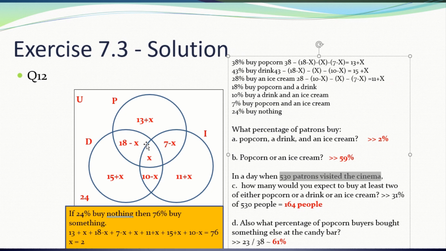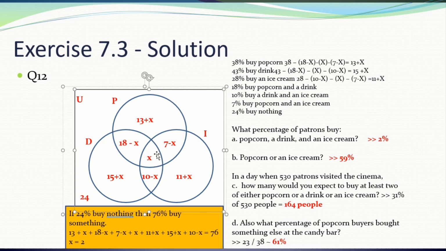So at least 2. That means you're going to take this value, which is 16 now, plus 2, plus 5, plus 8. All you will add up, you find the 31%. At least 2 means 2 or 3. So you can take all these values, this, and this. So you will get 31%. Okay? 31% out of 530 is 164 people.